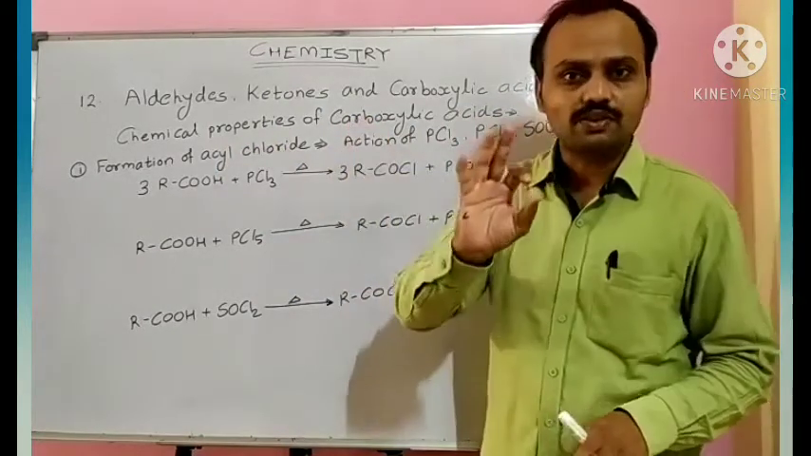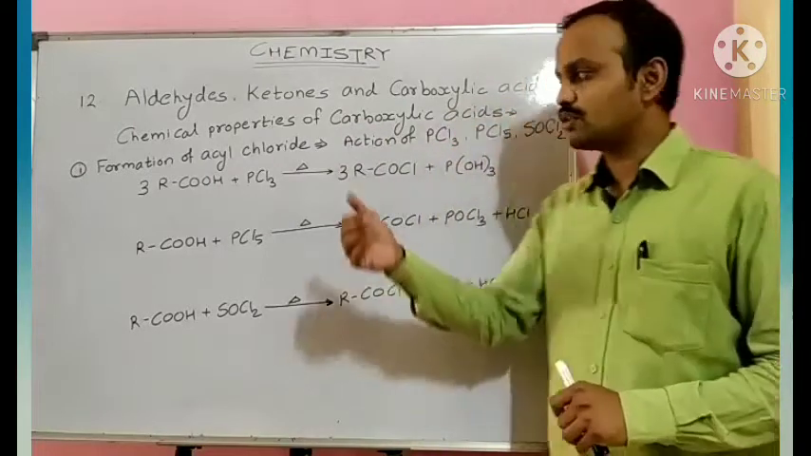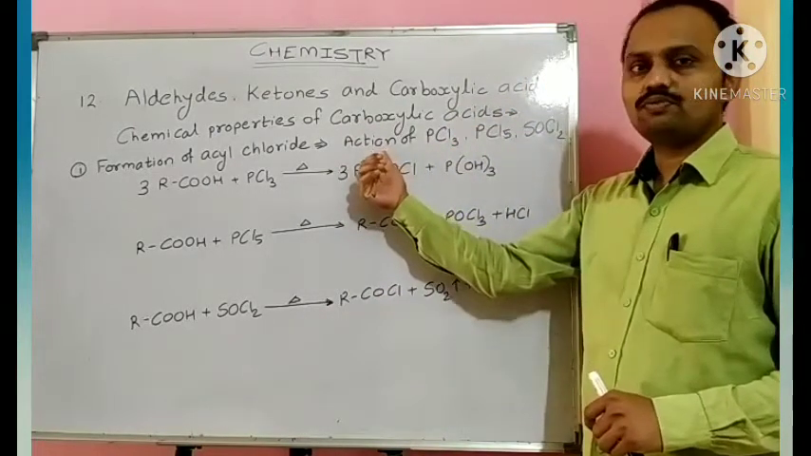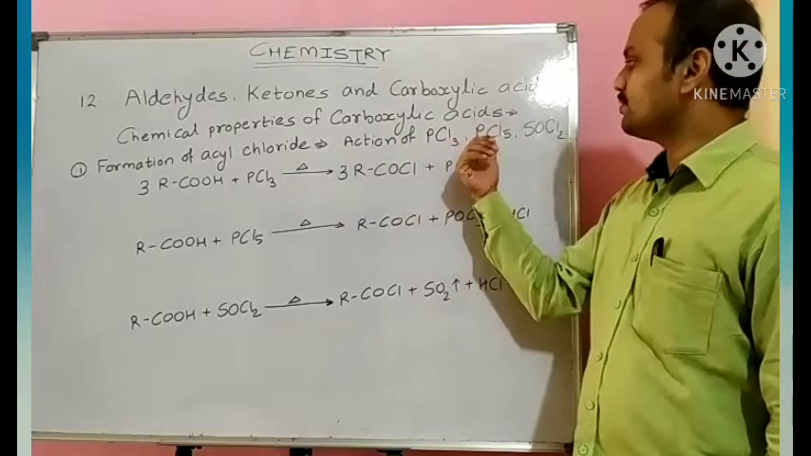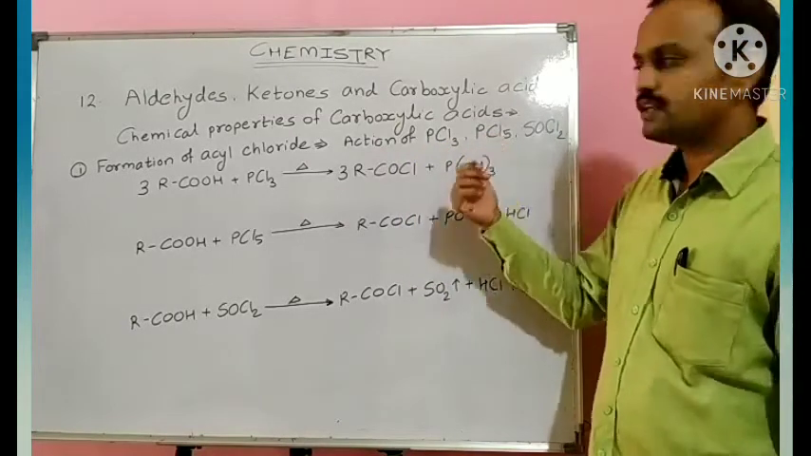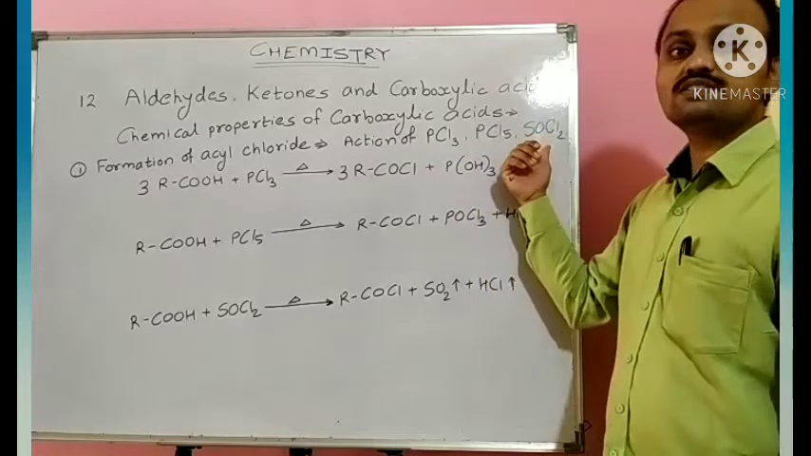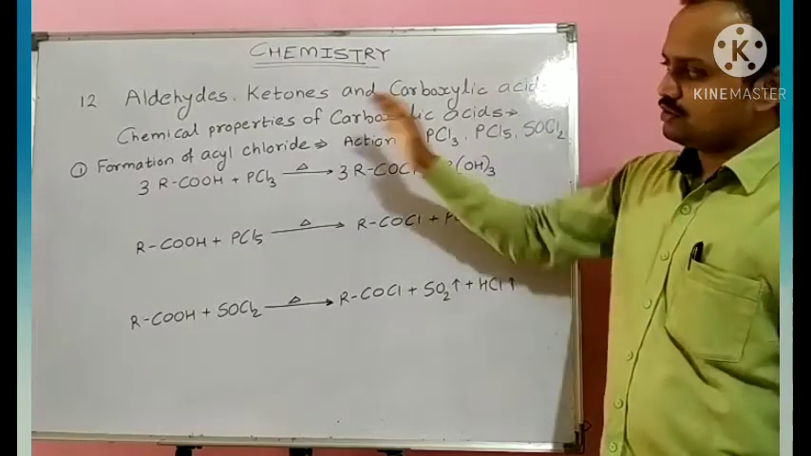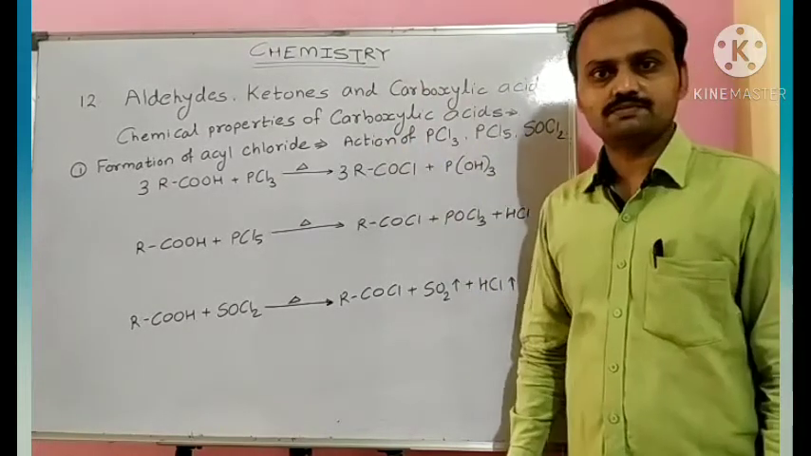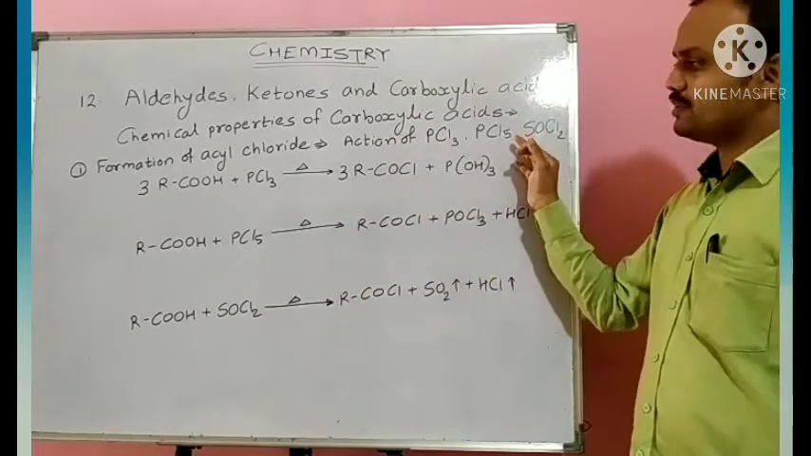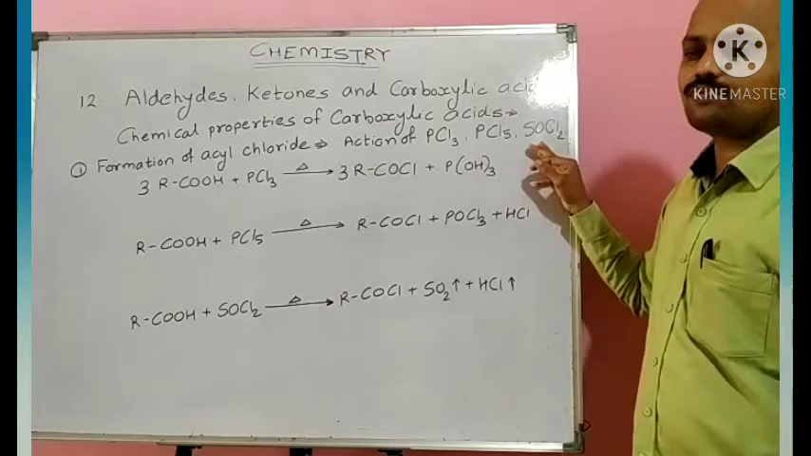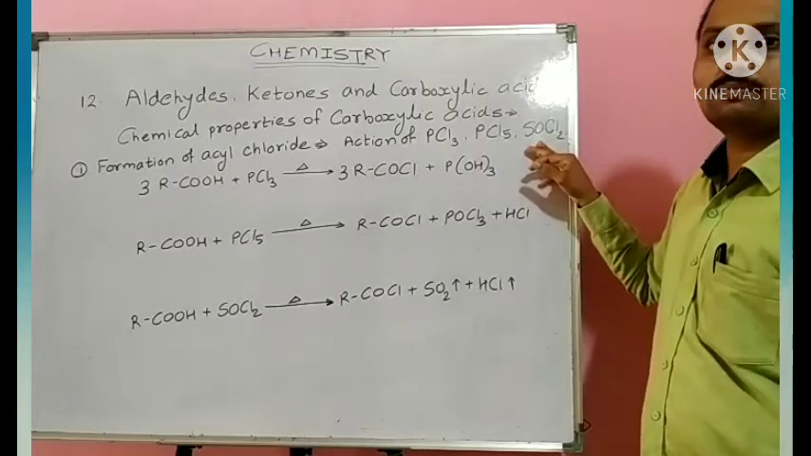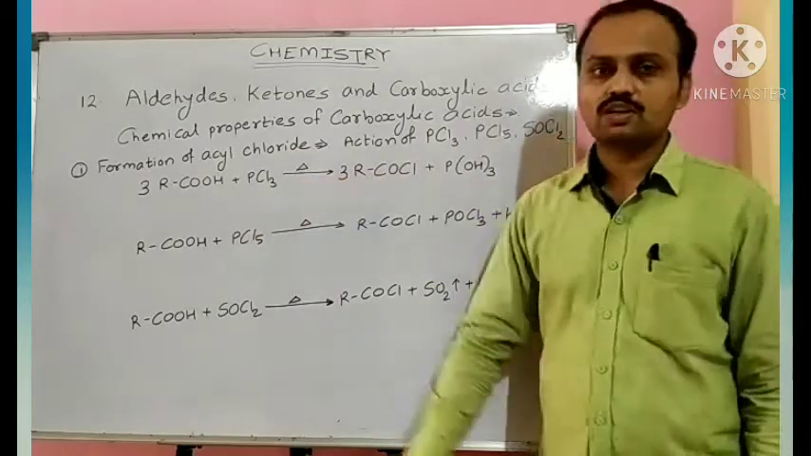We have three ways or three chemical reactions. We have action of PCl3, that is phosphorus trichloride, PCl5, phosphorus pentachloride, and SOCl2, that is thionyl chloride on carboxylic acid. Out of these three chemical reactions, the action of thionyl chloride is the best method to form acyl chloride.